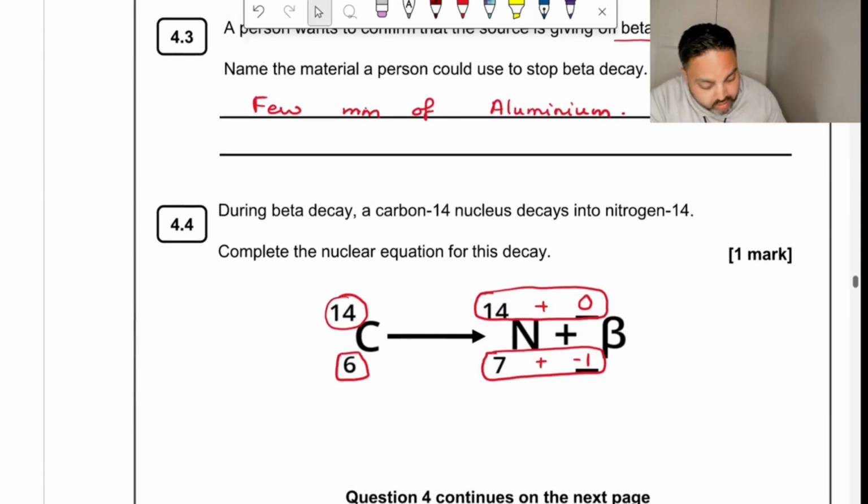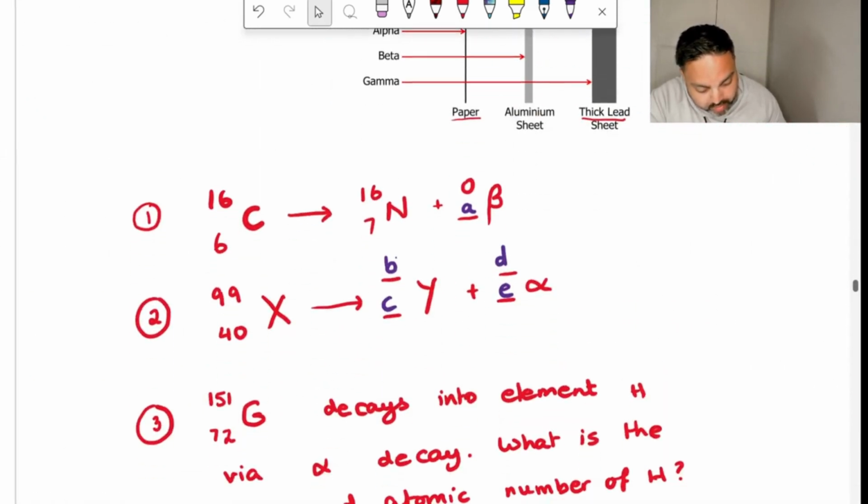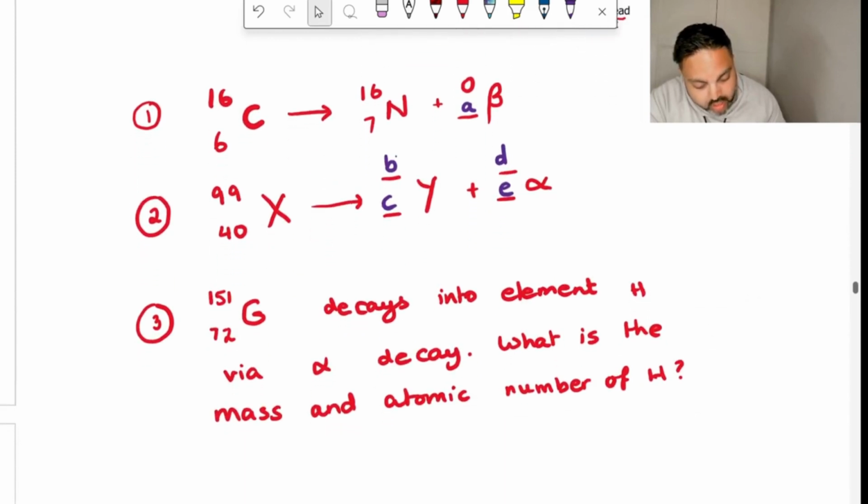So 14 is going to be 14 plus 0 because it's a beta particle, and then -1 for the atomic number. So I appreciate that some people might find this particularly difficult. So what I want you to do is, in the chat, tell me what is A, what is B, what is C, what is D, what is E, and then answer question 3 for me.